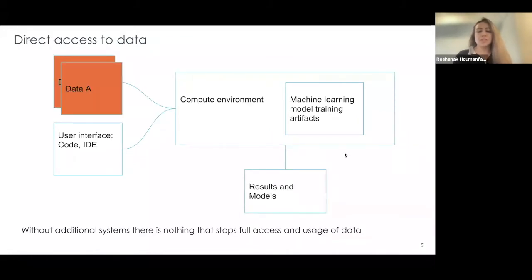In traditional data sharing, a data owner needs to give direct access to the data. Without additional systems, there is nothing that stops full access or usage of the data. In this setup, data sharing means data custodians lose control over their data. And that is why you see a lot of time spent on data anonymization and onerous processes.